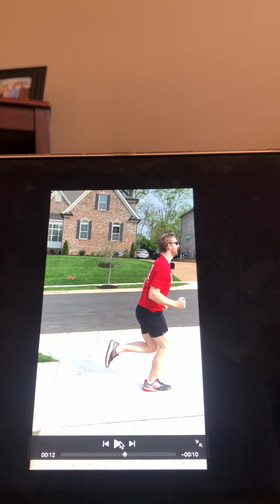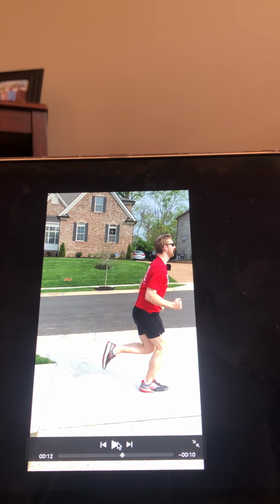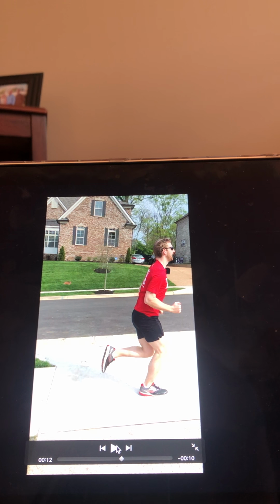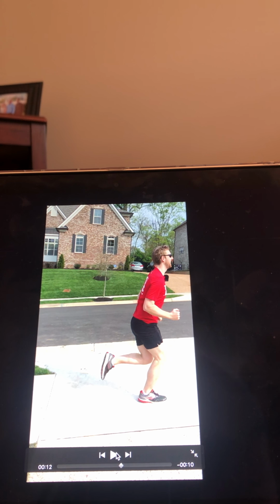So for what needs to be stretched and strengthened, we can stretch the adductors and strengthen the abductors in order to address the hip drop. And some cueing you could do to improve his running.